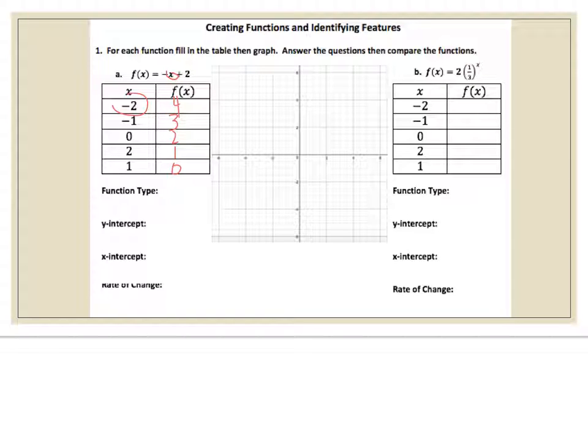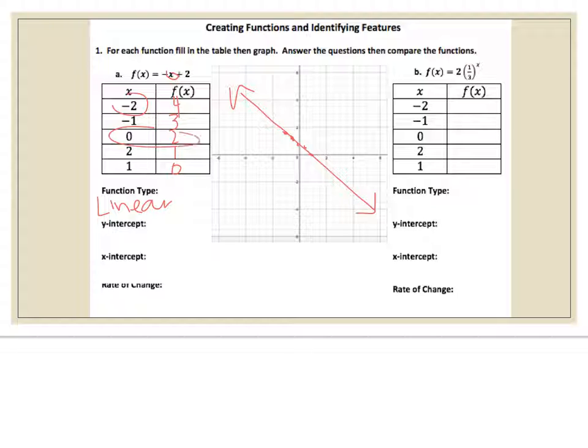So everything I do in red is going to be function A. I'm going to go to -2, up 4, and I apologize, it's really hard to graph on this. And then -1, 3; 0, 2; 1, 1; and then 2, 0. Okay, so this is going to make a straight line. So the function type is linear.